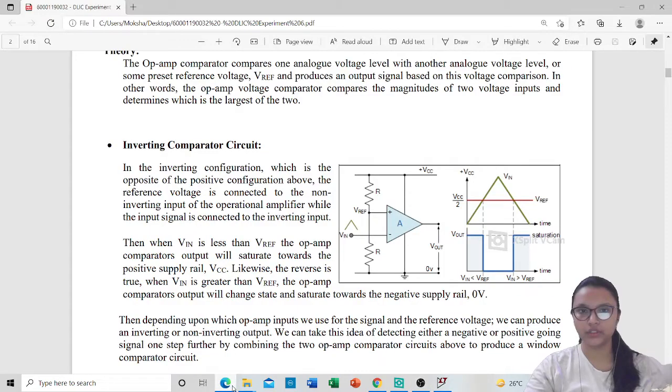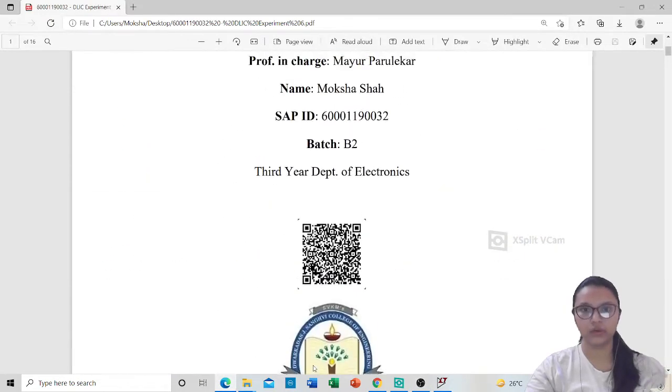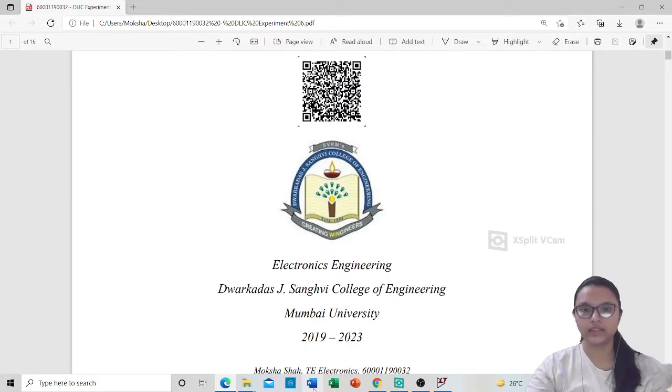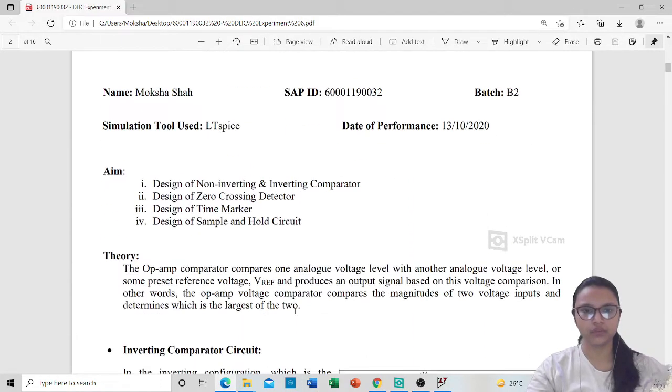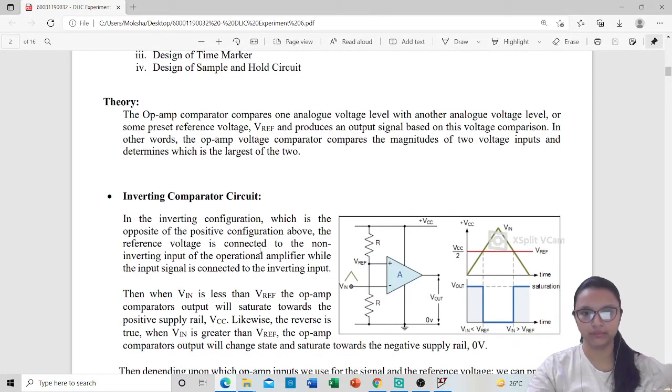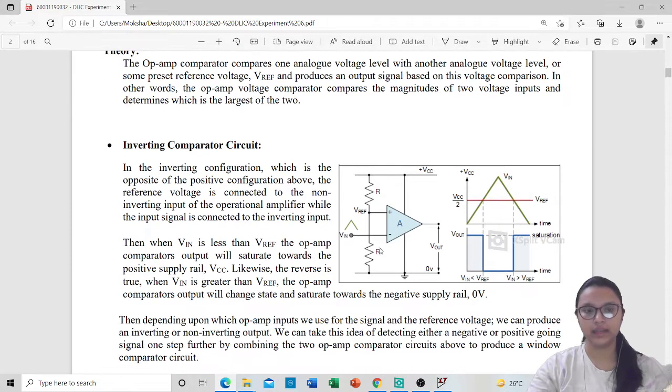So today I'll be demonstrating an experiment on comparators. Let's just start. First we'll start with the inverting comparator. An inverting comparator is nothing but an open loop op amp, and at the input, if the AC input is given to the non-inverting, it is called a non-inverting comparator. If it is at the inverting, it is called an inverting comparator.